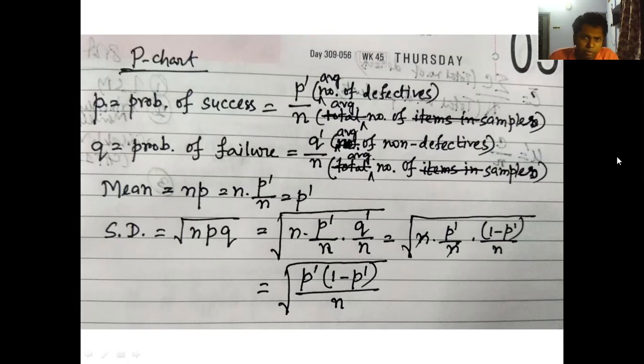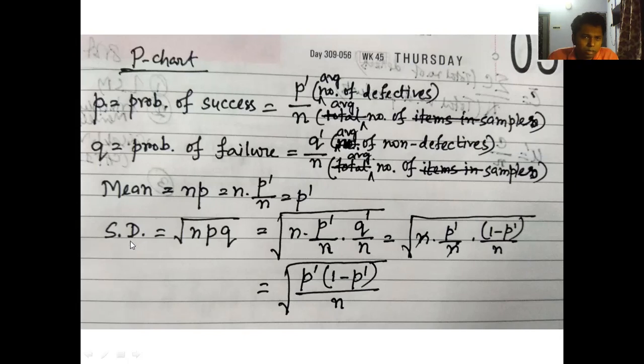Average number of samples and average number of non-defectives. So the mean in the binomial distribution is given as N into P. So N into P is equal to P dash by N into N, so we can put P dash, or also represent it as P bar. So the mean will be P bar. P bar means average number of defectives. This will be your mean value.